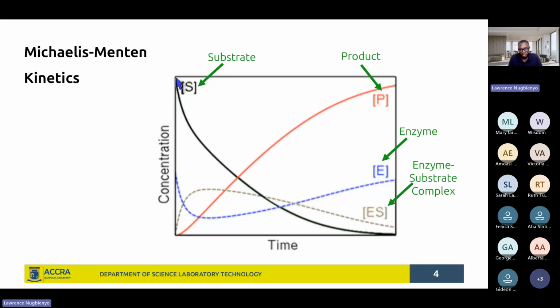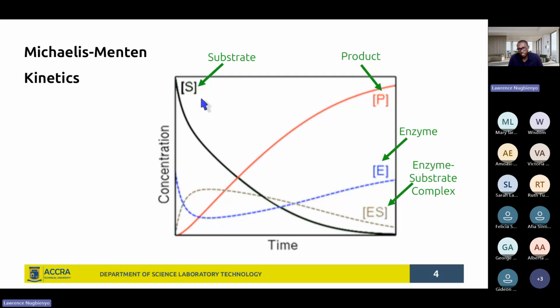Substrate is high in concentration, and it reduces all the way until all the substrate is consumed in the reaction system. And you have a product which at the beginning of the reaction is 0, and that product also begins to increase all the way up to the end of the reaction. I mean, these things are logical.